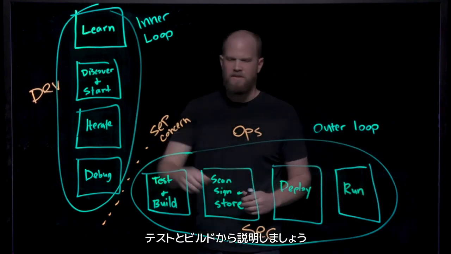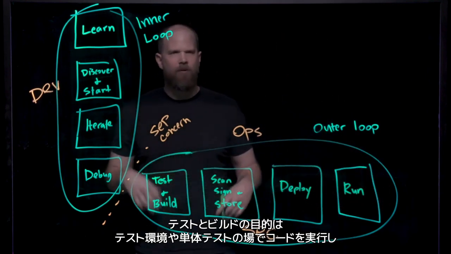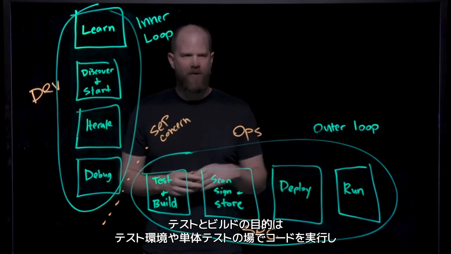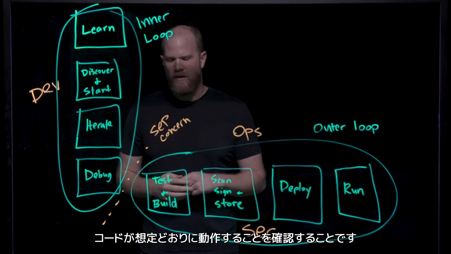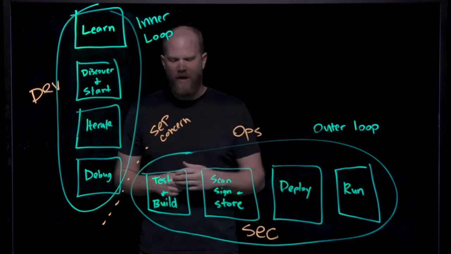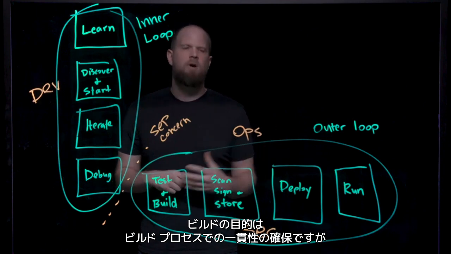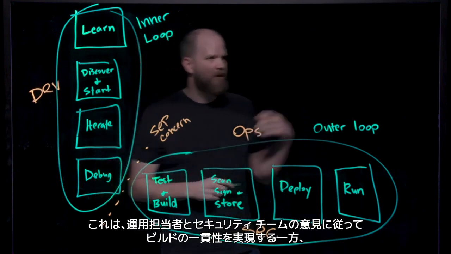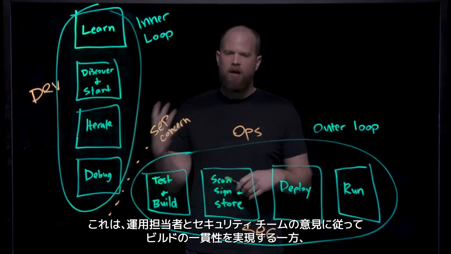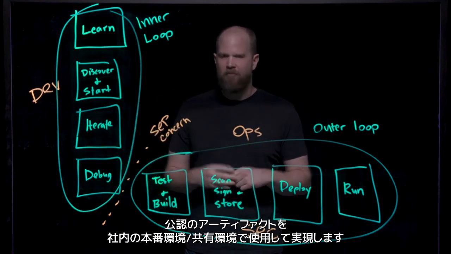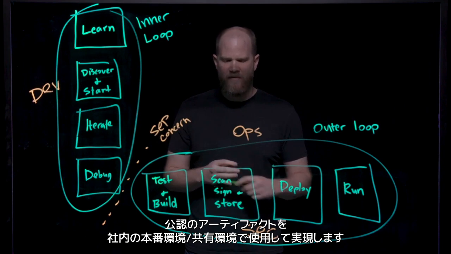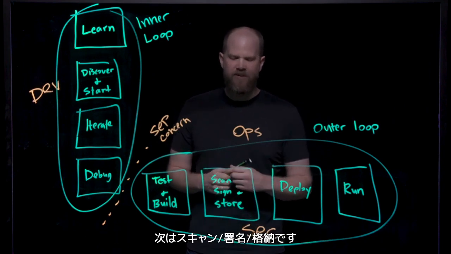So let's start with test and build. Test and build is all about running your code through your testing environment or your unit tests and making sure that it's acting as you thought it should act. And then building is all around a consistent build process that uses the build opinions defined by the operators and security team to make sure things are consistent, and using blessed artifacts inside of the production or shared environment.